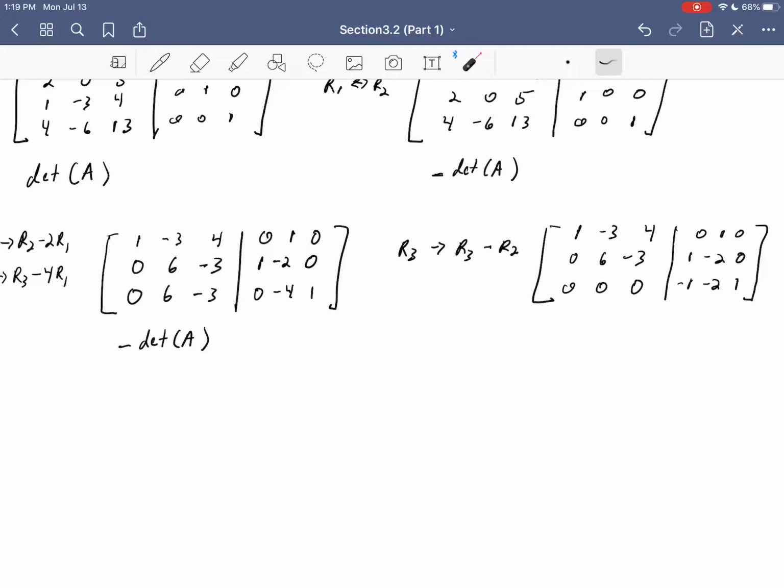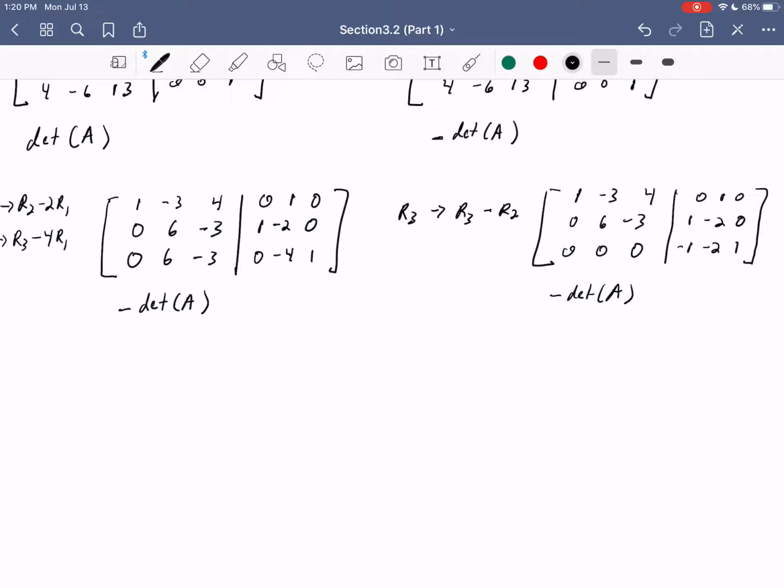Okay, we get pretty much everything we want right here. This tells us it's going to be non-invertible because there's no way to convert this into the identity matrix. We also have this in upper triangular form. So if we multiply 1, 6, 0, we get a determinant of 0. Looking at all that, we can see that negative the determinant of A is 1 times 6 times 0, meaning the negative determinant of A is 0. So the determinant of A is equal to 0.